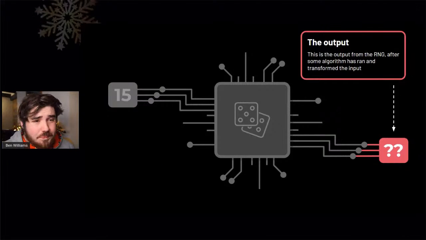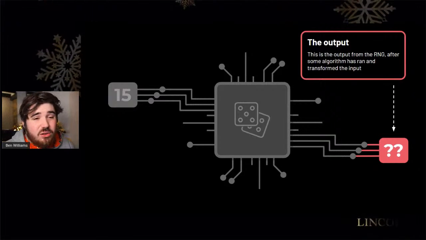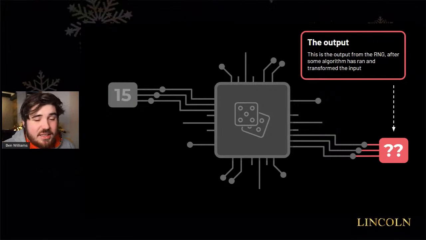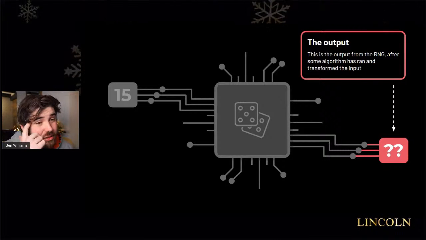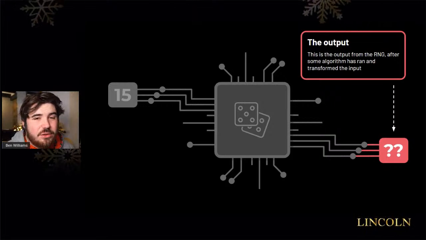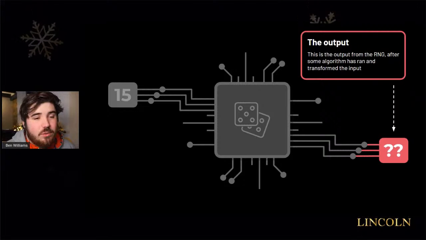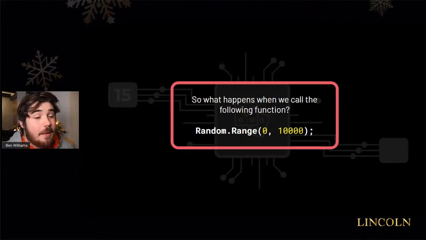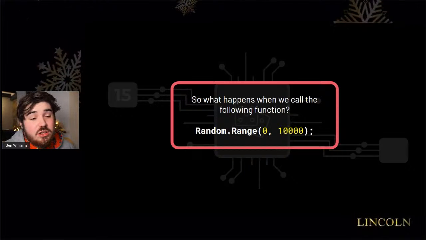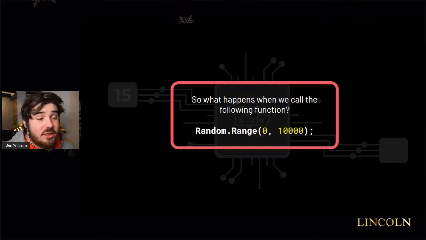On the right here, this is the output from the PRNG. After the algorithm has run, it sets this output to some value. What's going to happen is it's going to take that state, do something with it, and set the output to that result. So on the left we have the state, and on the right we have the output. If we call something like Random.Range 0 to 10,000, we're asking for a random number between 0 and 10,000.